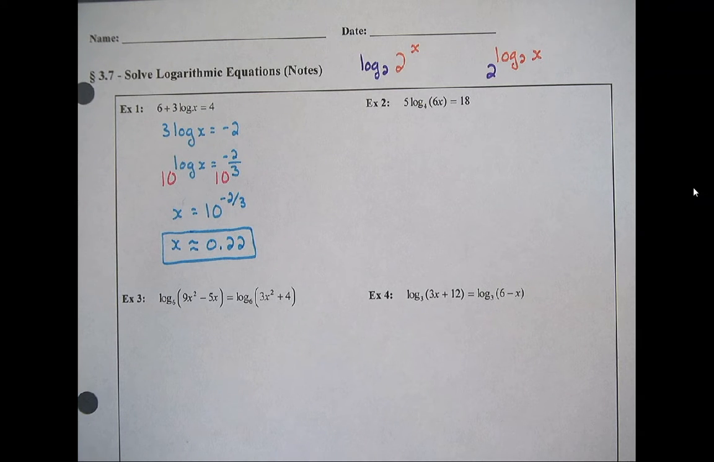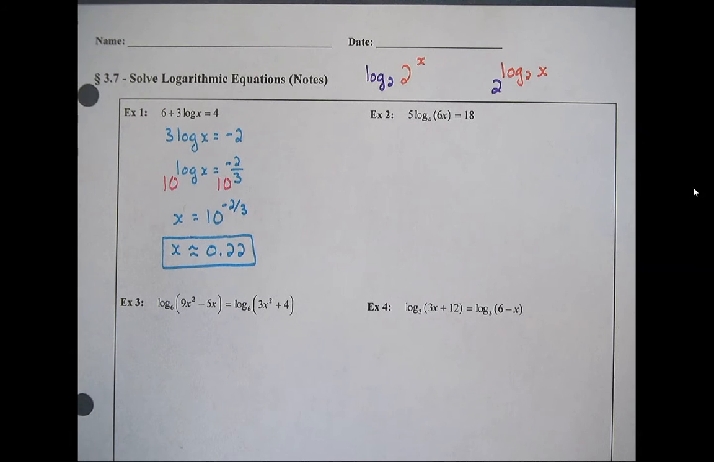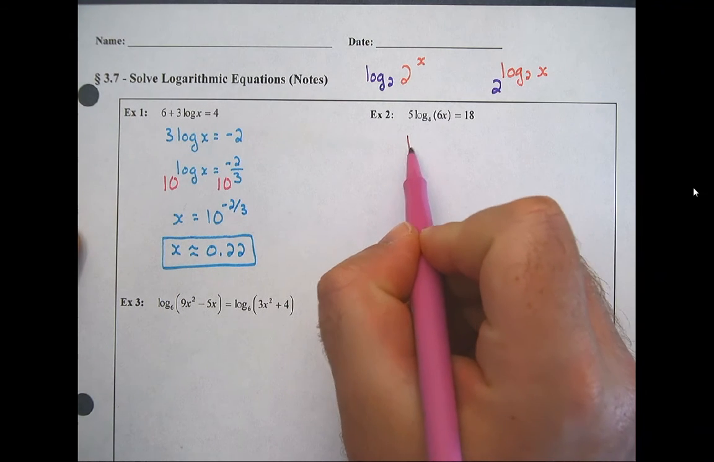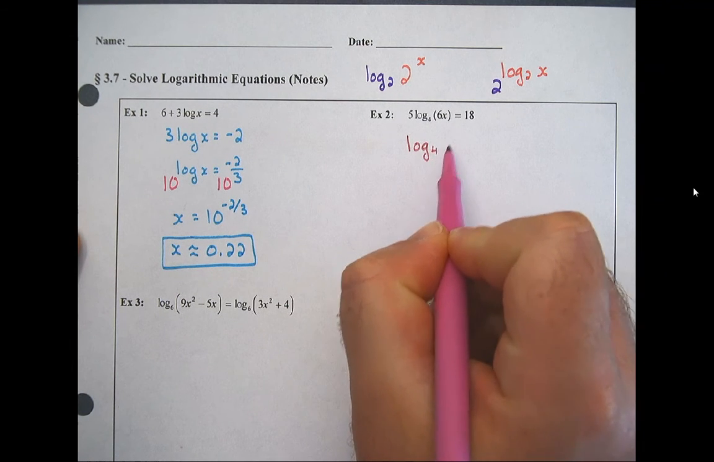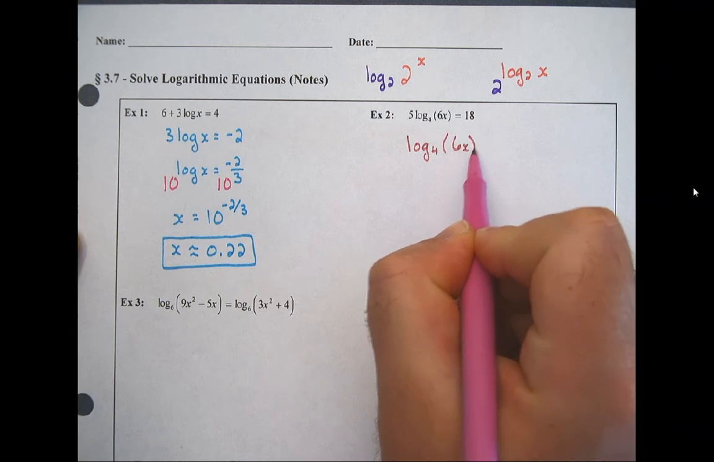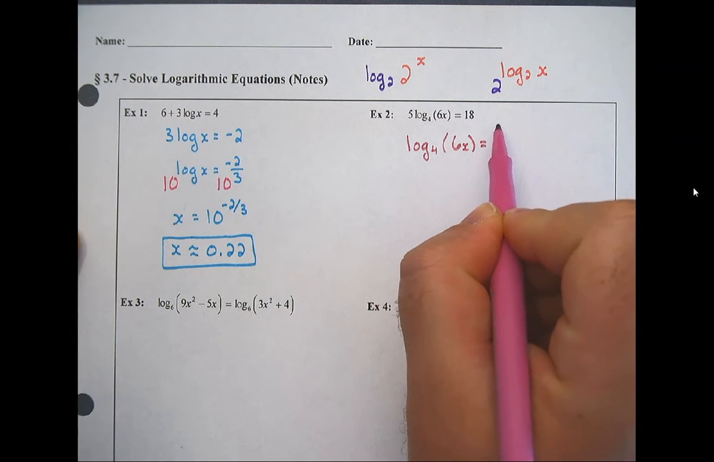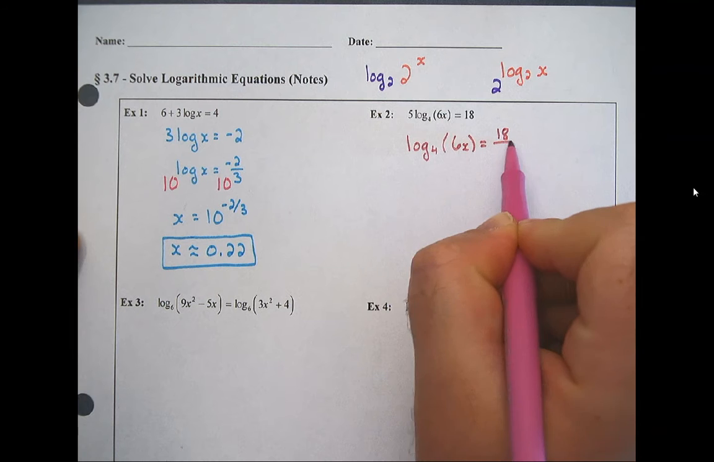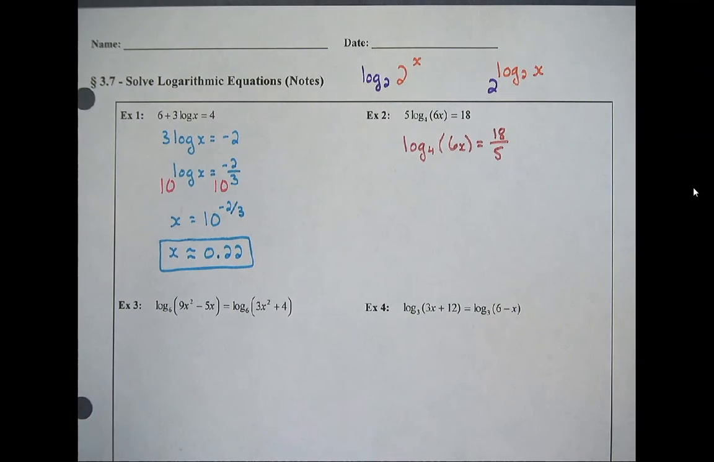All right, you probably got the basics. If you want to try example 2 on your own, I would encourage it. If you need a little bit more help, let's do it together. Who's farthest away from x on the same side is the 5, so I would divide by the 5 first. Log base 4 of 6x equals 18 over 5. I'm sure that's some nice decimal, but I'm just going to leave it as 18 over 5 now.